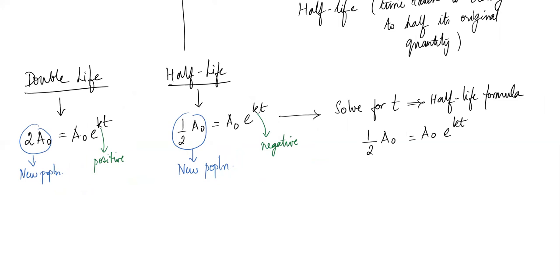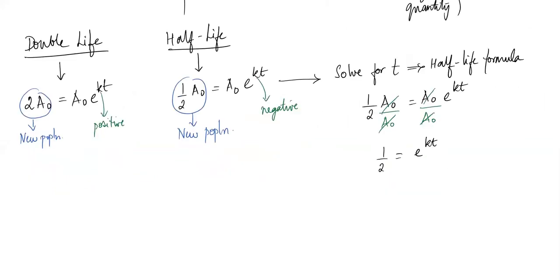Divide both sides by a naught. Remember, you're trying to solve for t, so you want to get t by itself. So this is half equals e power kt. Then apply ln. Ln half equals ln e power kt. Now ln half is actually ln 0.5, but we're not going to do that.